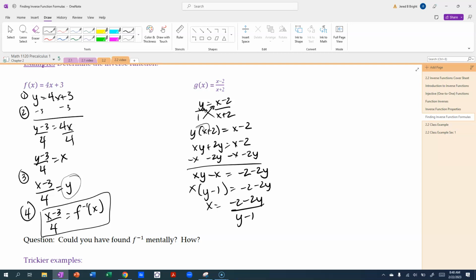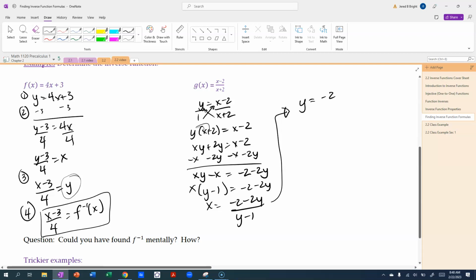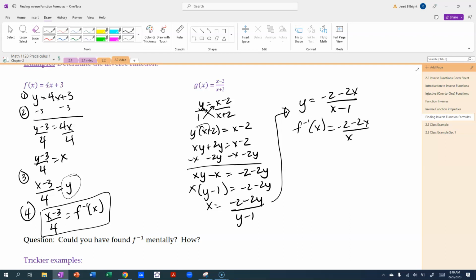This algebra is actually quite tricky. Okay, so take your time, ask questions if you're unsure how to proceed. So replace or interchange variables. So y is equal to negative 2 minus 2x over x minus 1. Okay, and then replace y with f inverse: negative 2 minus 2x over x minus 1. Okay, and that would be my inverse function.